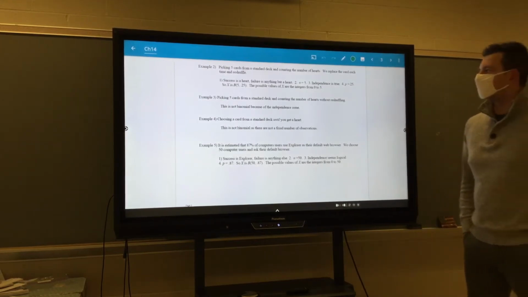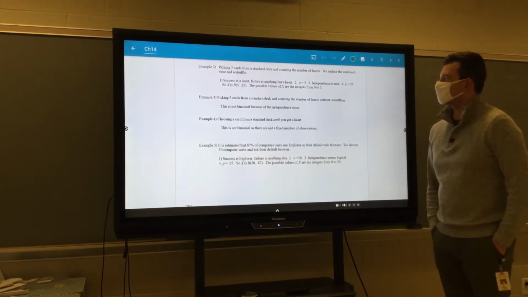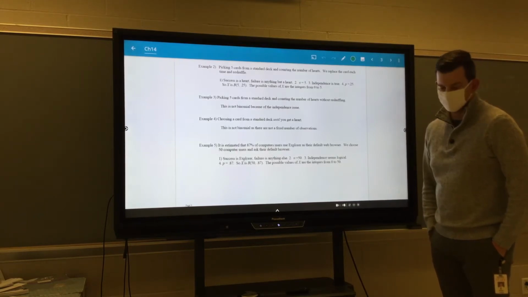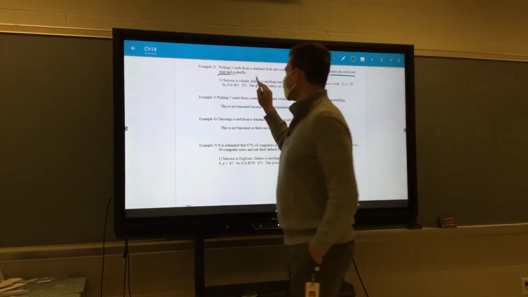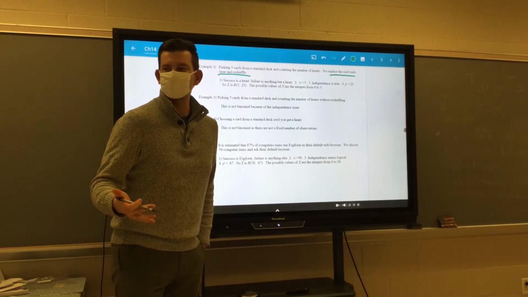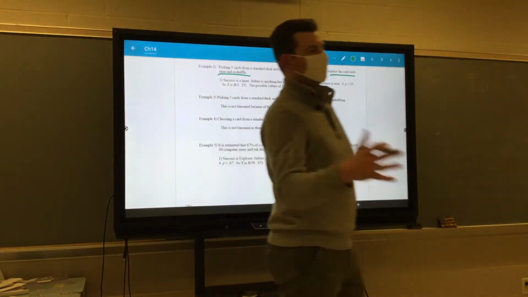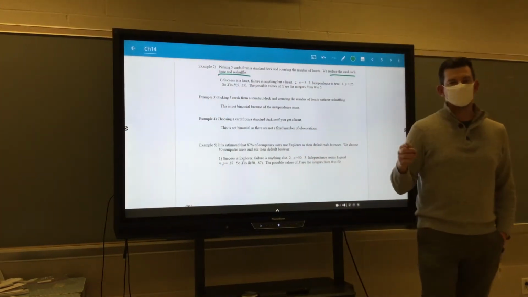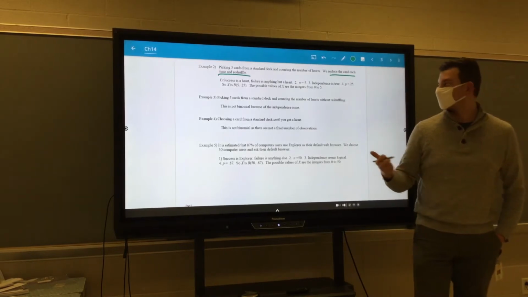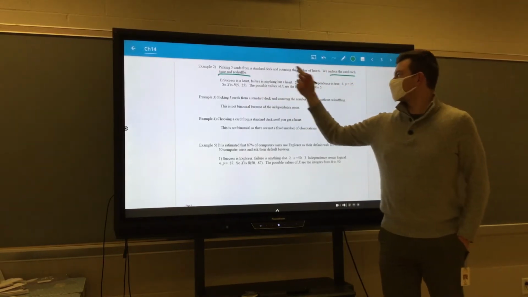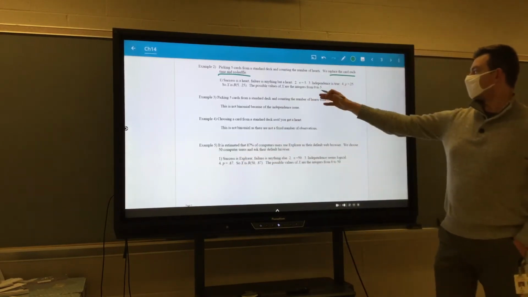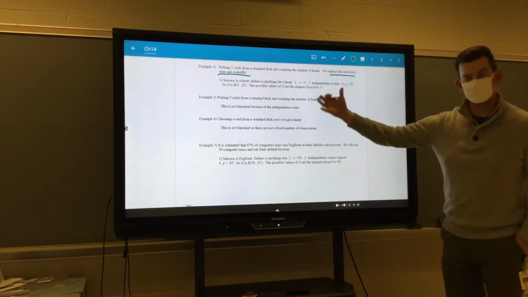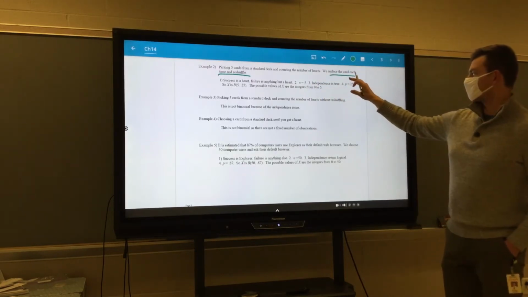Number 2, picking 5 cards from a standard deck, counting the number of hearts. We will replace each card each time and reshuffle. Now, that replacement and reshuffling doesn't really make much sense for any card games that I know. However, that's important for ensuring the independence here. And picking 5 cards, success is a heart, failure is any other suit. 5 cards, so a fixed number of observations.